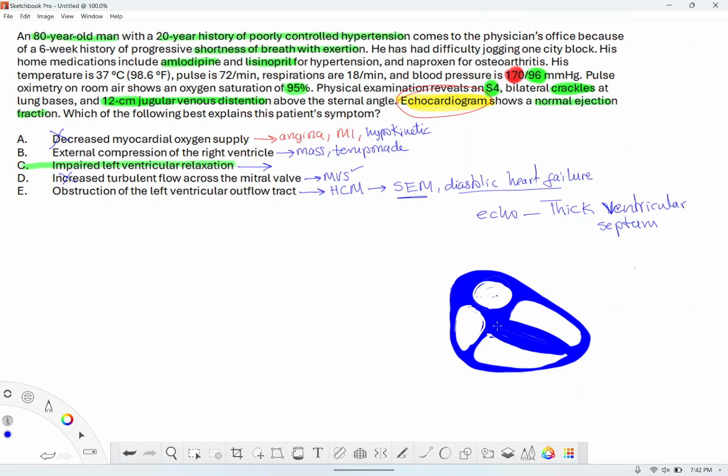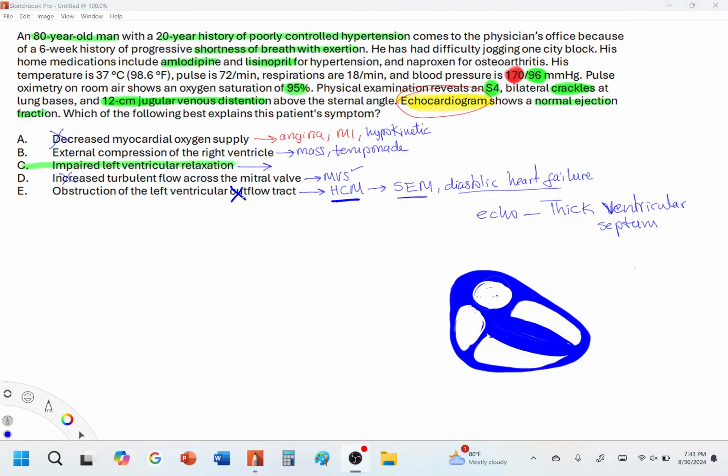So always pay attention to the septum. Okay, so echo will show that the ventricular septum is extremely thick and banana shaped. Okay. All right. In this question, we don't see that. So therefore, this is unlikely to be hypertrophic cardiomyopathy. Okay. All right. So the correct choice is still C, impaired left ventricular relaxation because of hypertensive cardiomyopathy. So this person is having diastolic heart failure due to hypertension.